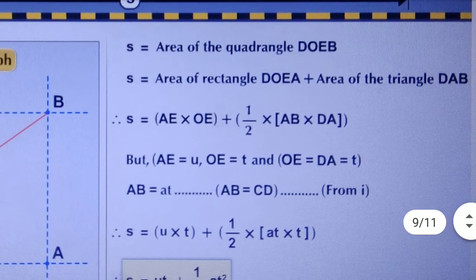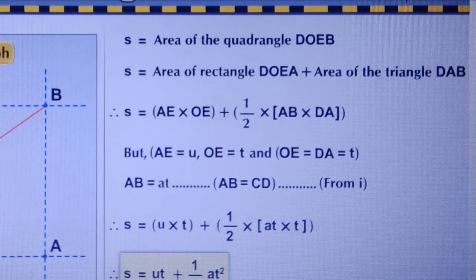We know that area of the rectangle is given by the formula length into breadth. Therefore, here S is equal to AE into OE. These are the length and breadth of rectangle DOEA. Plus, we know that area of the triangle is given by the formula 1/2 into base into height. That is 1/2 into AB into DA. But from the first equation, we know that AE is equal to U, OE is equal to T, and OE is equal to DA is equal to T.